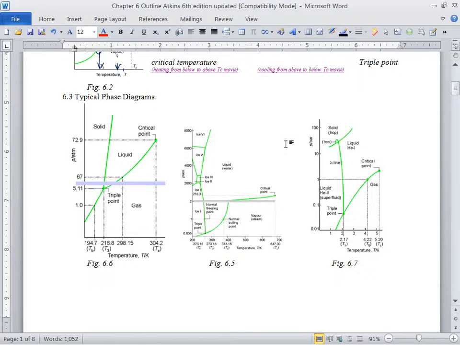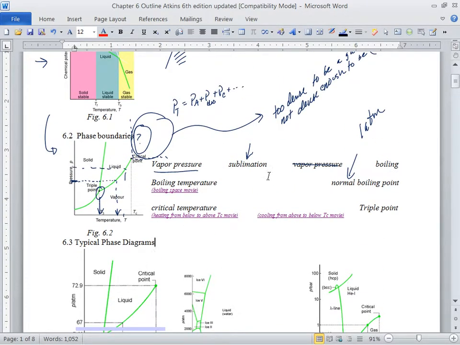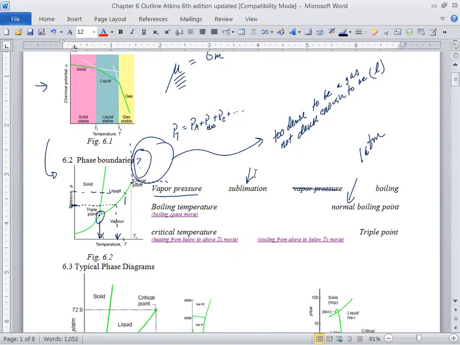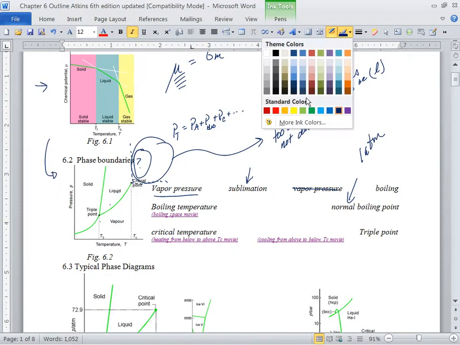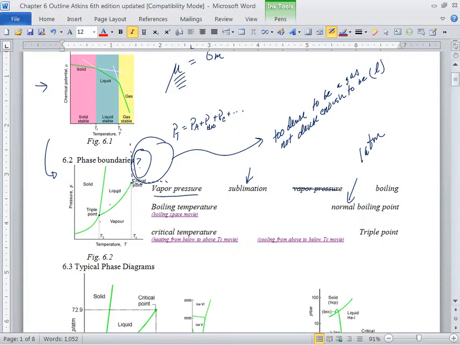Oh, let's answer some questions here. If in this plot, how does the boiling point change with pressure? Varies directly. In other words, how does it vary? As I increase the pressure, the boiling point goes, everybody agree? Boiling point goes up. How about if I increase the pressure, what happens to the melting point?